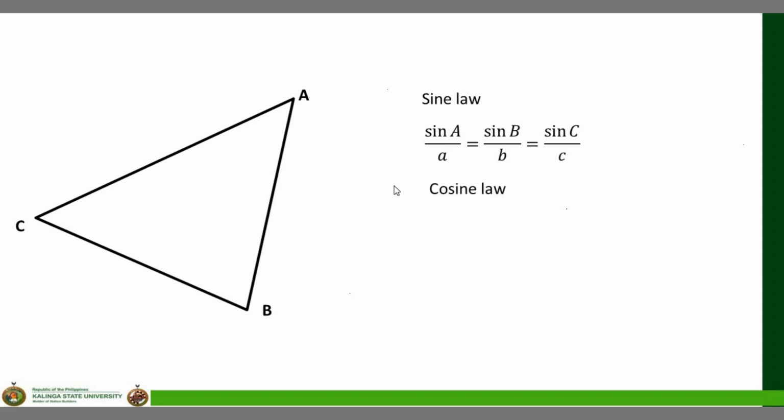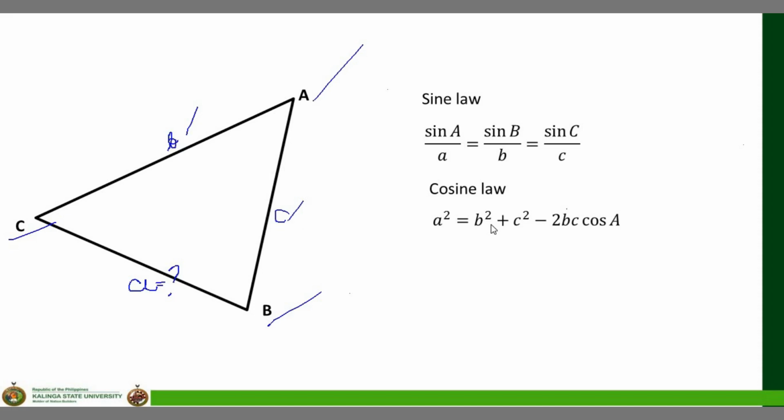Okay? Another law you have to take note of in dealing with triangles that are not right triangles is the cosine law. Let's repeat. Let's say this is side B, this is side C, and this is side A. Let's say my unknown is side A. I have the value of side B, the value of side C, and the values of angle A, angle B, and angle C. So again, using cosine law, I can solve for the value of A.